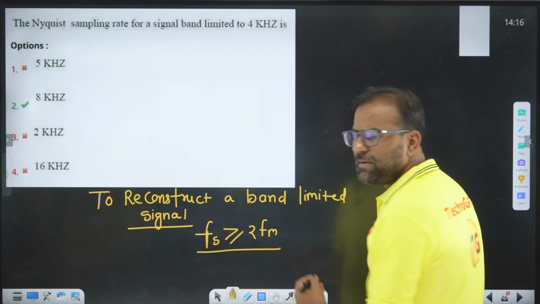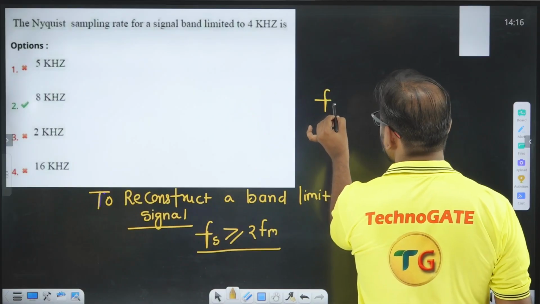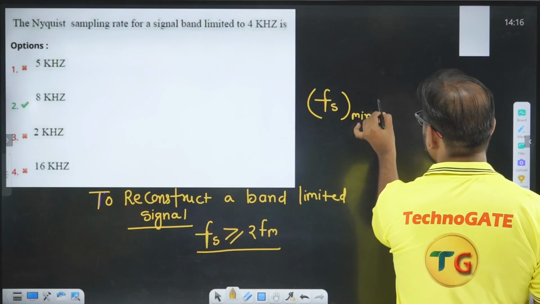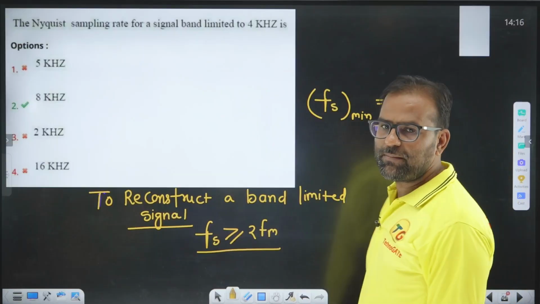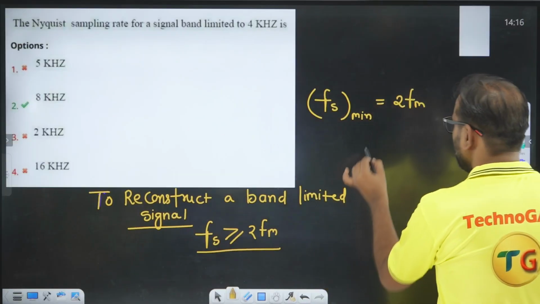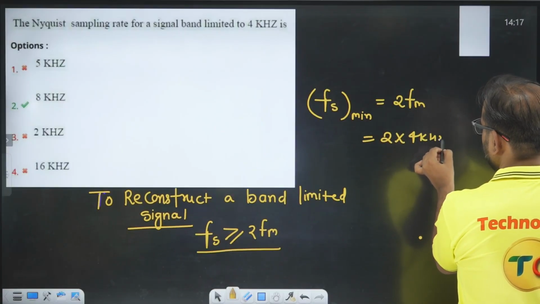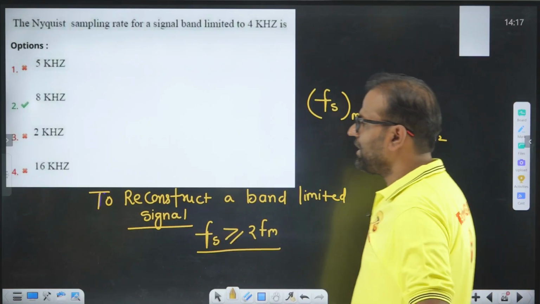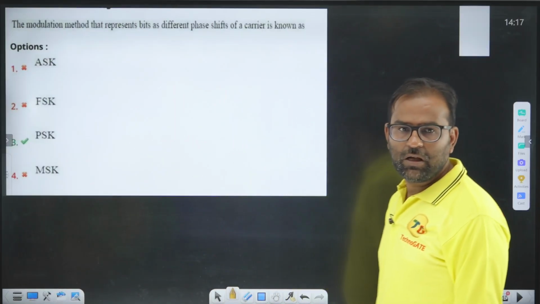So what is the minimum sampling frequency? The minimum sampling frequency, or the theoretical limit, is Fs minimum equal to 2 times FM. FM is whichever signal frequency is given. So 2 into 4 kilohertz is the minimum sampling frequency, and that value is 8 kilohertz. Here we can say which option is correct: 8 kilohertz is the correct option. Okay, next.